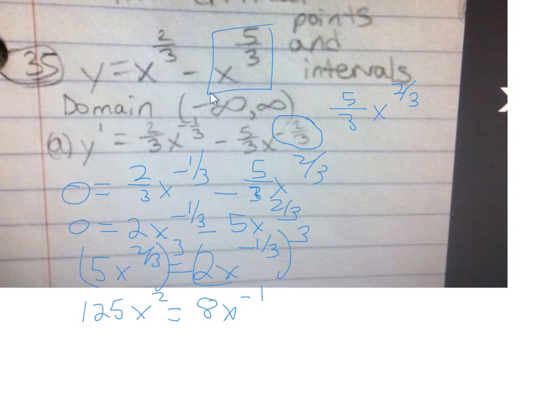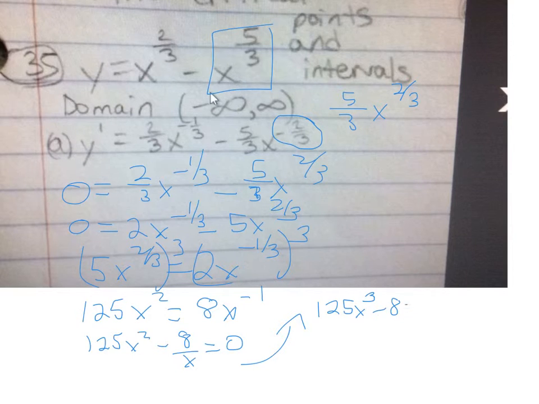And so if we deal with this one now, it'll be slightly different because we have 125x squared, and we'll bring over the 8 over x equals 0. And if we multiply everything by x, we'll get this.